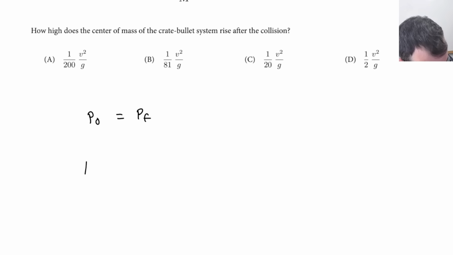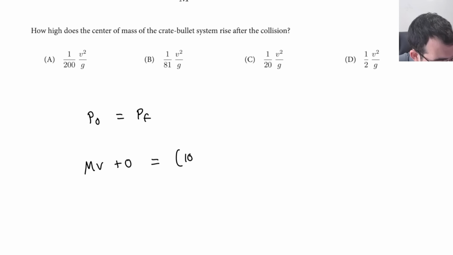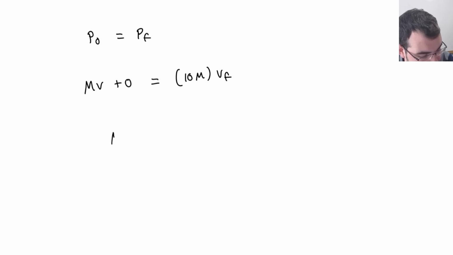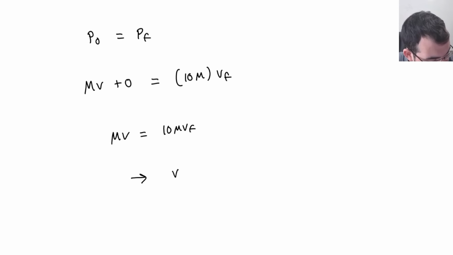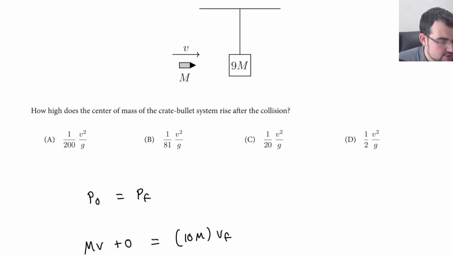So I have a bullet moving at velocity v and nothing else. And then at the end of the collision, the bullet is trapped inside the crate, so I essentially have a mass 10m moving at some post-collision velocity. This tells me mv equals 10m vf, or vf is 1/10 of the impact speed, which should make sense because I essentially just multiplied my system mass by 10.